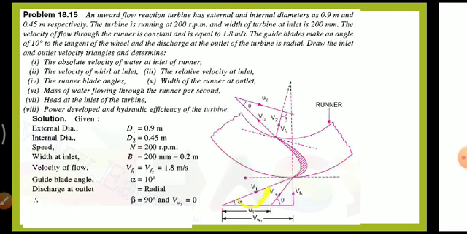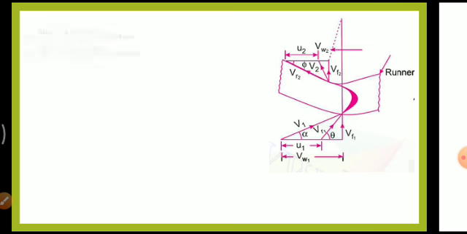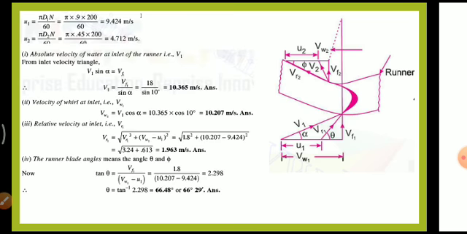Absolute velocity V1 can be calculated with two equations. Either we can use Cv root 2gH, or we can use this triangle. From that we can calculate the value of V1. In this triangle, the value of alpha is known and Vf1 is known. So we can write sin alpha is equal to opposite side by hypotenuse, equal to Vf1 by V1. So V1 sin alpha is equal to Vf1, and we will calculate the value of V1.